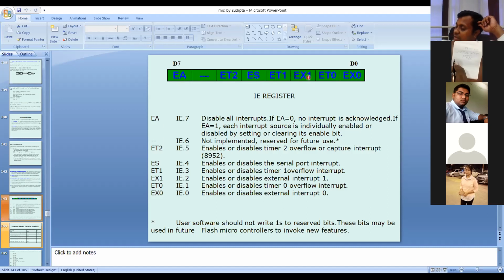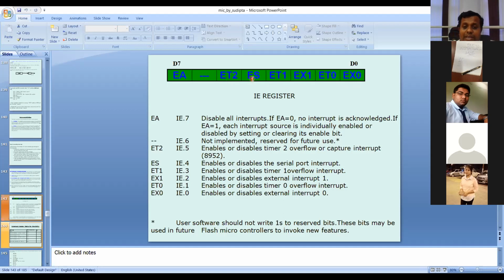Five interrupts, and with reset it is six. What are the five? External interrupt 0, external interrupt 1, timer interrupt 0, timer interrupt 1, and serial communication interrupt. These five bits: this is external interrupt 0, this is timer interrupt 0, this is external interrupt 1, this is timer interrupt 1, and this is the serial communication interrupt. I am eliminating this T2.